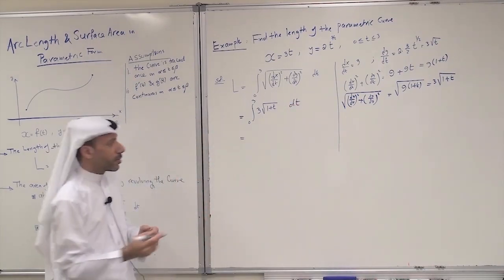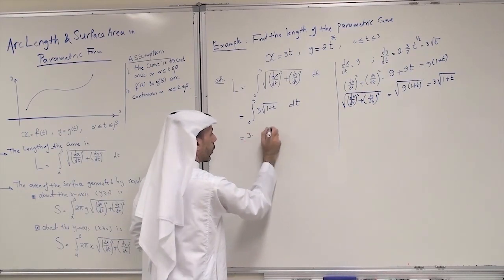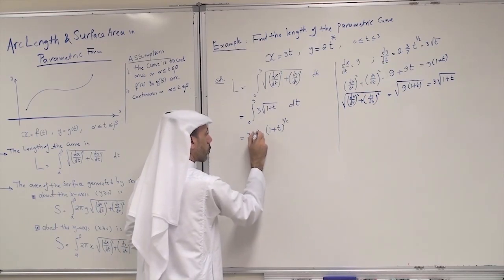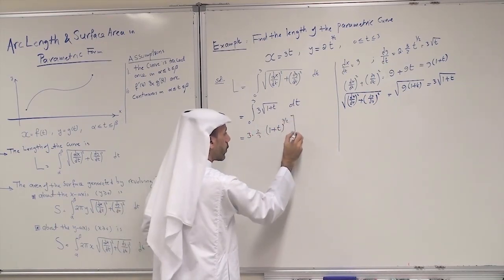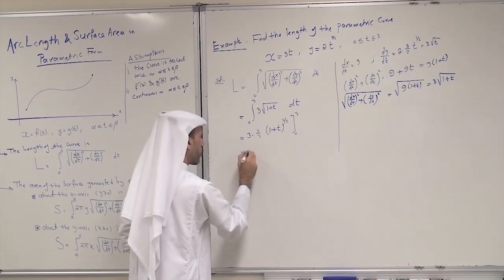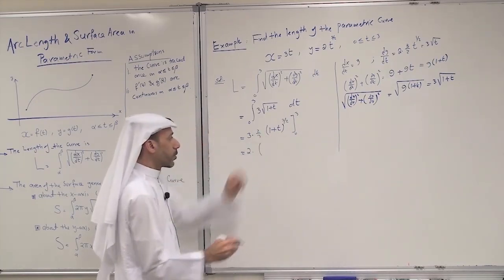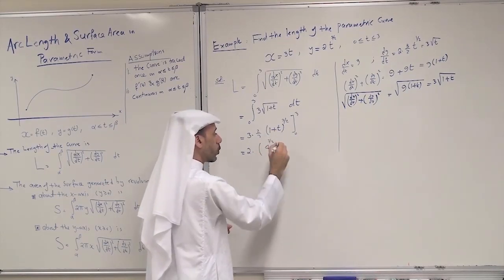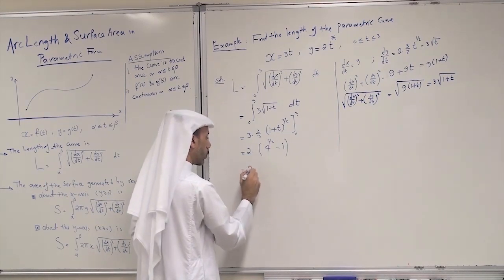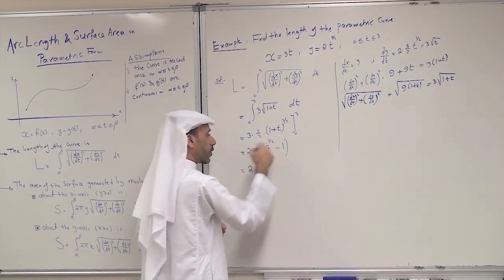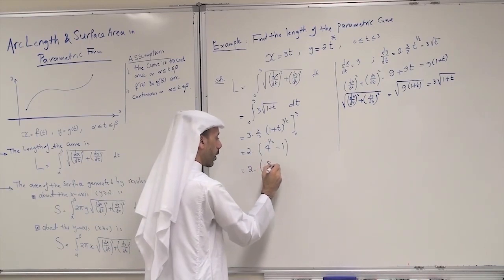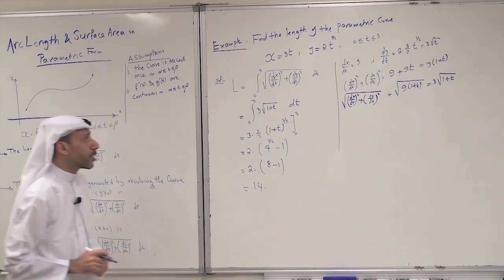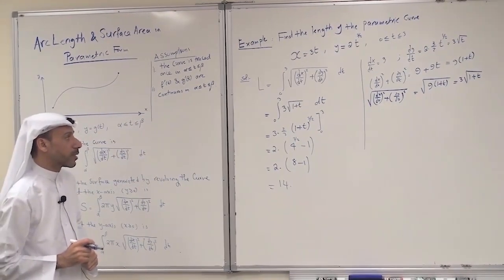Now integrate the square root, so we take the 3 outside. This is (1 + t) to the power 3/2 times 2/3, from 0 to 3. And the 3 times 2/3 is just 2. Substitute, we get 2 times (4 to the power 3/2 minus, when t equals 0, we get 1). And this is 2 times (8 minus 1), and we get 14. So the length of this parametric curve is 14 units.